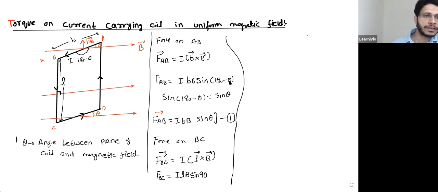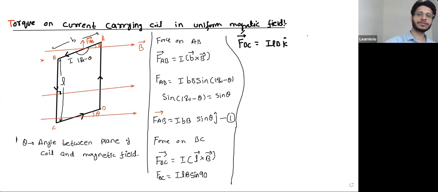Now if I apply the right hand thumb rule, the current is coming downwards. So take your right hand, place your fingers in the downwards direction and curl them horizontally. Your thumb will come outwards, out of the plane. So the direction of force on this BC section is I L B, out of the plane of the board, meaning k cap.